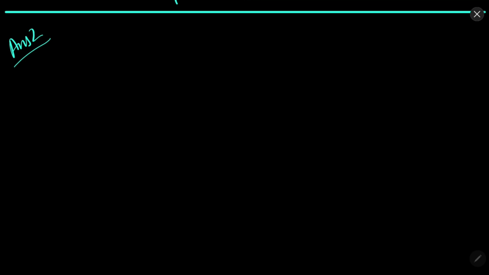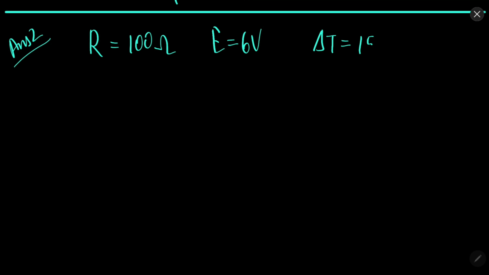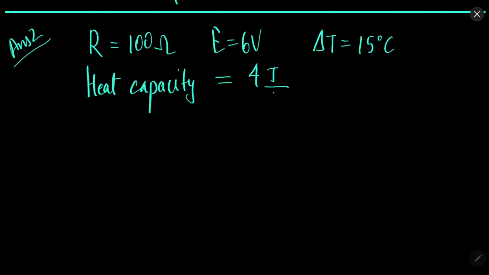So the second one, first of all, what do we have? Resistance is 100 ohms. EMF or potential or voltage is 6 volt. Then the change in temperature we require is 15 degrees Celsius. Then heat capacity of the coil is given, heat capacity is 4 joule per Kelvin.